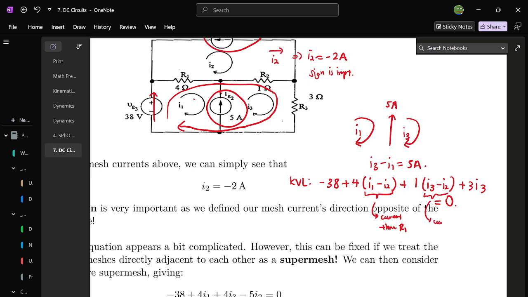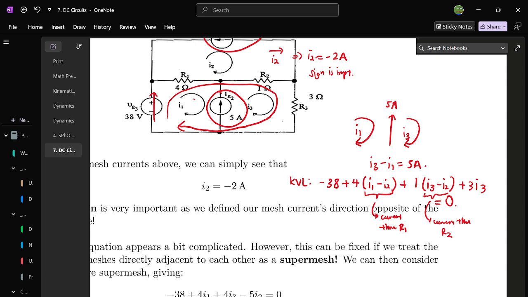This is the current through R2. And the current through R3 is simply I3 because it's not shared with any other meshes. So this is how you set up KVL when you have resistors that are shared between meshes. Basically, you want to find the real current that is flowing through in terms of the mesh currents.